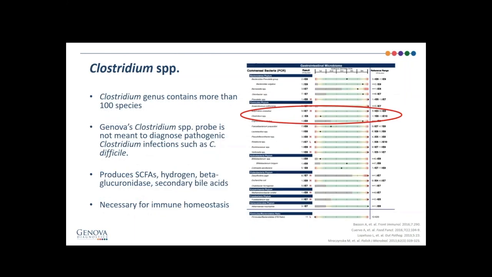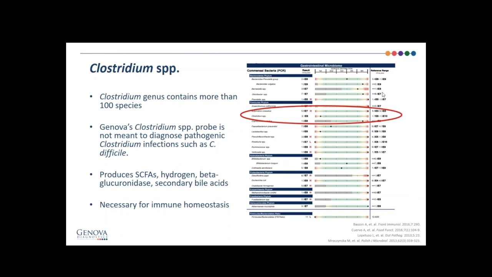Next on the list, we have Clostridium species. This genus contains more than 100 species. And I don't want you to get confused with the pathogenic Clostridium, things like Clostridium difficile. We have an add-on test for C. diff, so this probe is not meant to diagnose pathogenic Clostridium infections. Clostridium produces short-chain fatty acids, hydrogen, beta-glucuronidase, and secondary bile acids, and it's necessary for immune homeostasis.